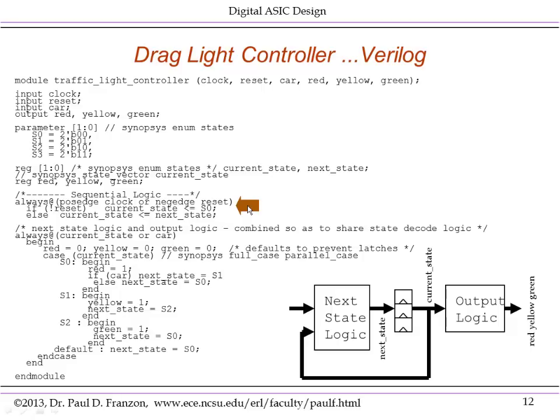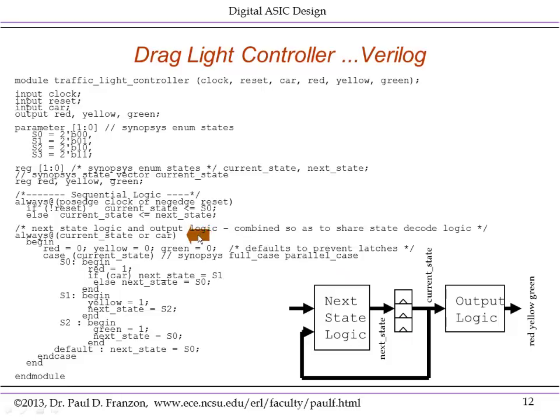What is this doing? Whenever reset goes low, no matter what the clock is, the reset is asynchronous, we go to S0 in current state. Otherwise, current state goes to next state, and next state is the output of the next state logic.